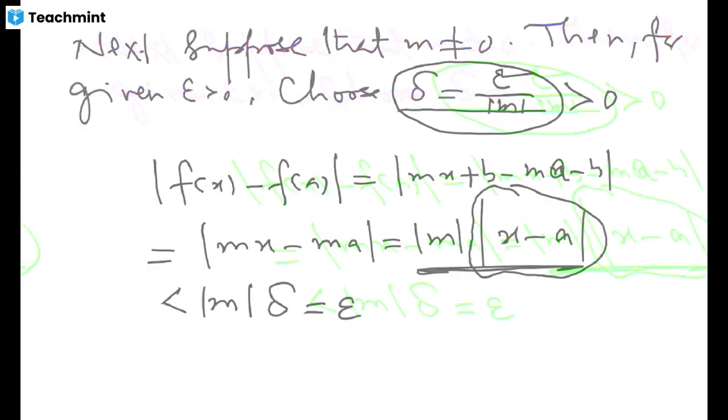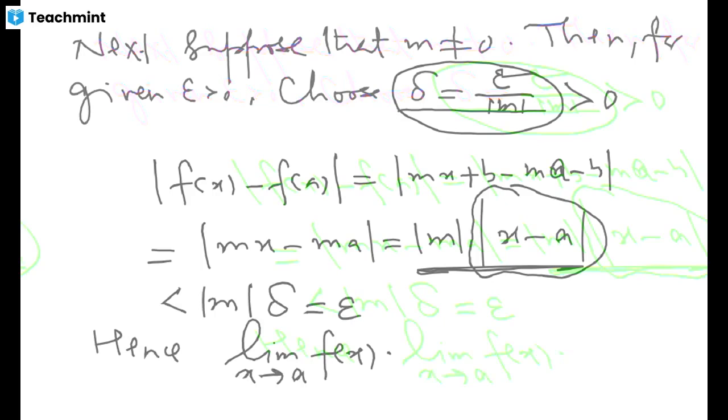And so here it follows that since epsilon was arbitrary, you found a delta, a definite number depending upon epsilon, for which you have absolute value of f of x minus f of a less than epsilon whenever the distance of the point x from a is less than delta. Hence, by the definition of the limit, it follows that the limit of this function exists at any point, and the value of the limit is nothing but the value of the function at that point. So this is the simplest example of a function where the limit exists.